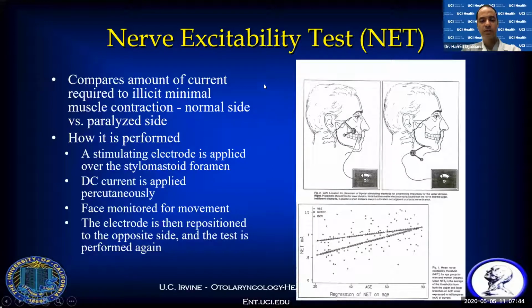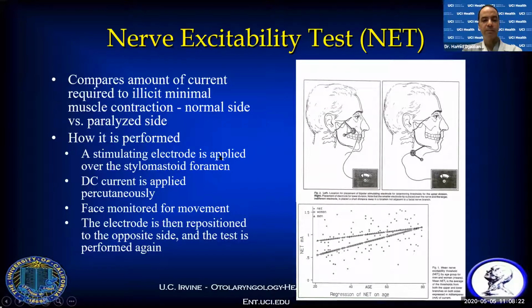Okay, so I'm going to first talk about just these tests, primarily just so you understand from a historical perspective a little bit, and you can see what used to be done. But we'll concentrate mostly on the ones that we're currently using. The nerve excitability test is an older test. Basically, the idea was to compare the amount of current that is needed for a minimal amount of contraction of the face. And you compare the normal side to the paralyzed side, and you kind of subjectively rate them.